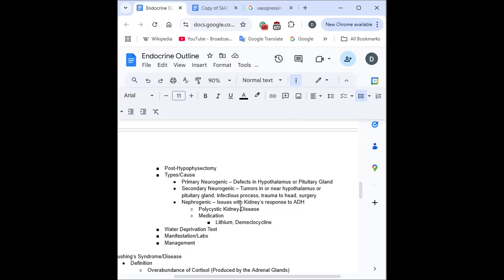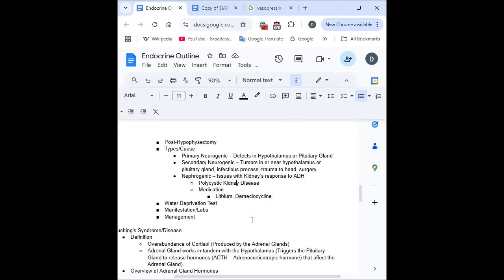And then here's just a general list of things that could lead to nephrogenic DI. So polycystic kidney disease, medications. Again, don't worry about it. It's just there for your own information.